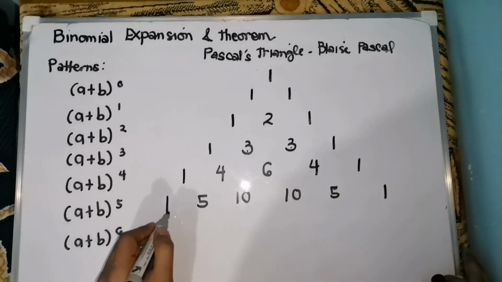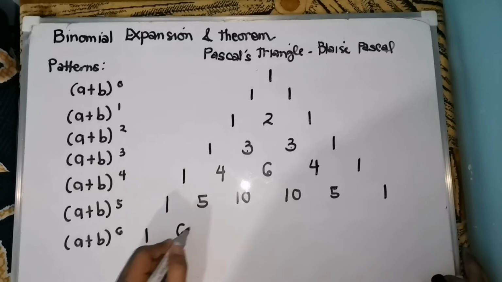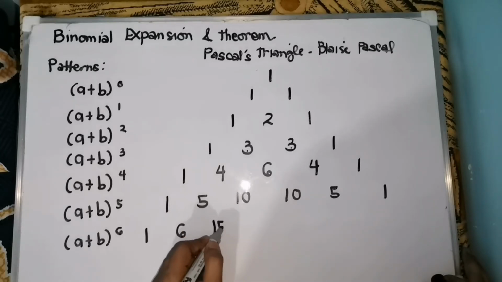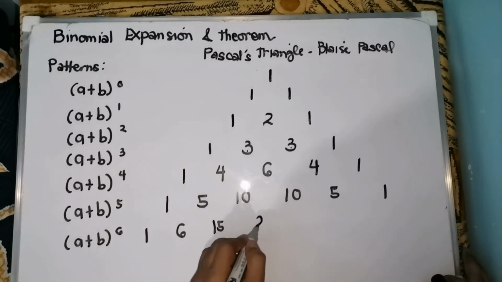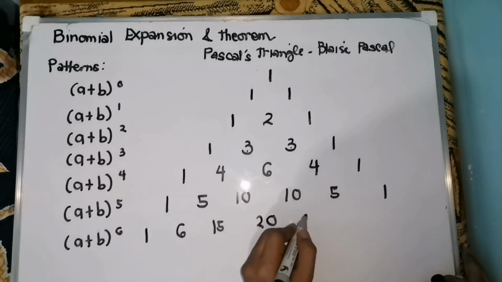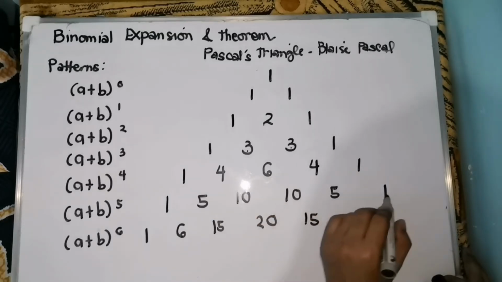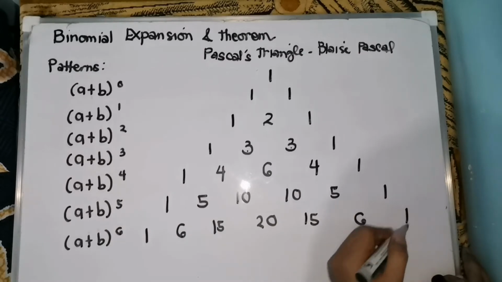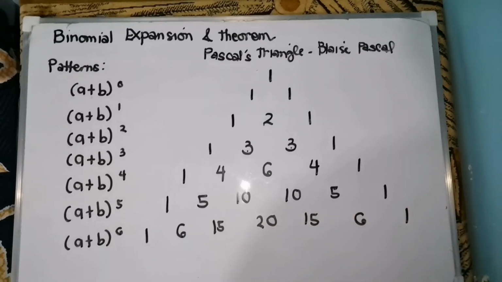You have here 1. 1 plus 5 is 6. 5 plus 10 is 15. 10 plus 10 is 20. 10 plus 5 is 15. Then 5 plus 1 is 6. And then 1. So this is the Pascal's Triangle.